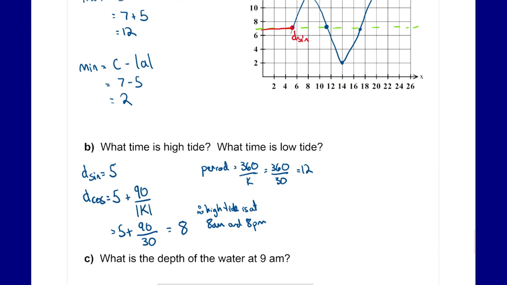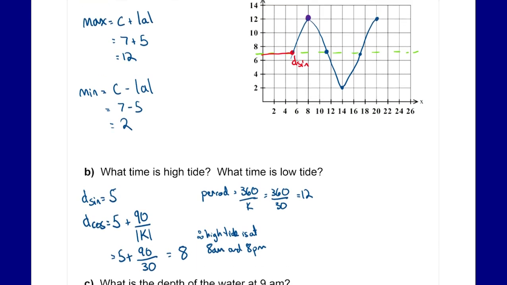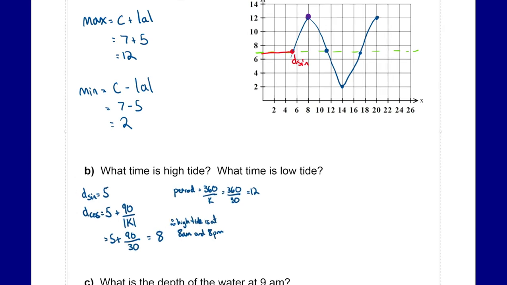Now for low tide, it's going to be a little different. We know the first rising midline is at 5, and we move things by every quarter, or every 90 degrees. If we go back to our parent functions, that's when everything occurred: every 90 degrees we were at a midline, a maximum, or a minimum. So our first rising midline is 5, with a horizontal shift of 5.